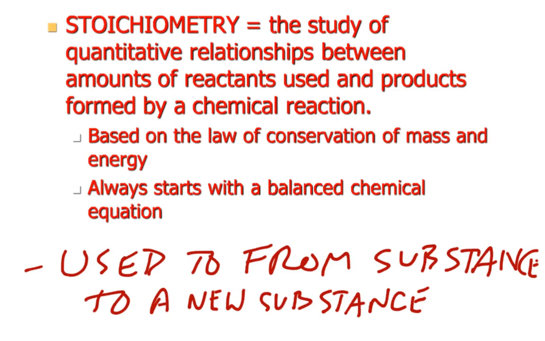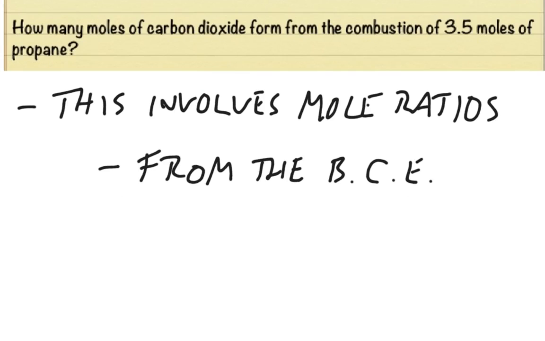So put another way, it's the quantitative relationship between the amount of reactants used and the products formed by a chemical reaction. This again is based on the law of conservation of mass and energy. The key important point to remember about this is that we're always going to start with a balanced chemical equation. Stoichiometry problems are impossible without a balanced chemical equation. It's also important to note that during this kind of problem, we are going to be changing from one substance to a different substance. Therefore, the labeling of your units is going to be extremely important.